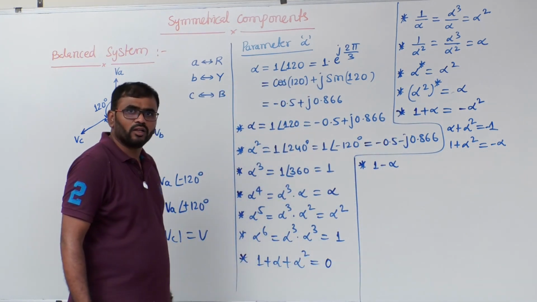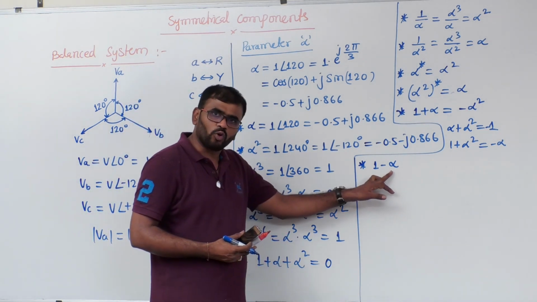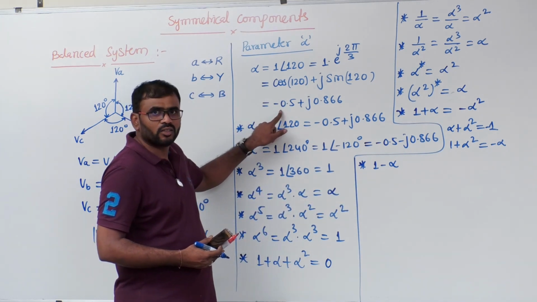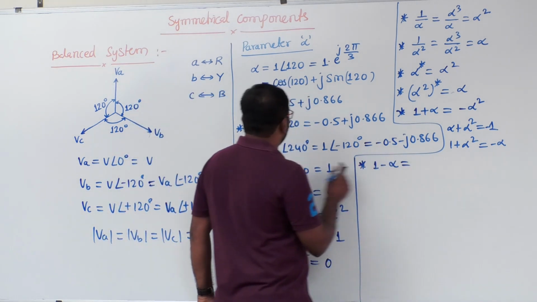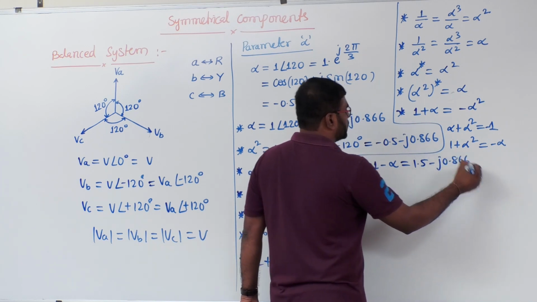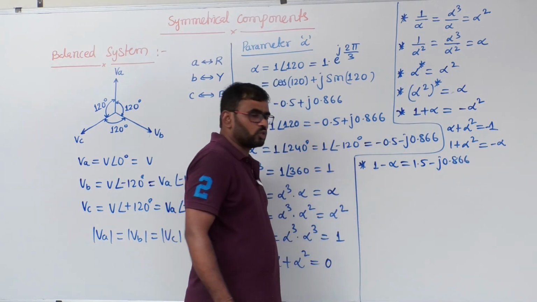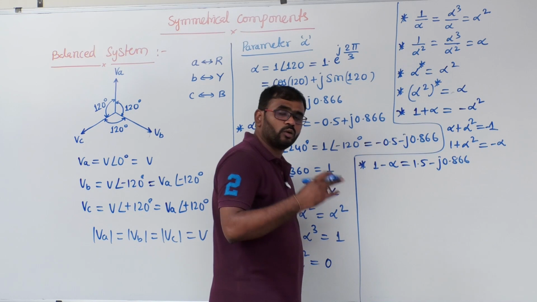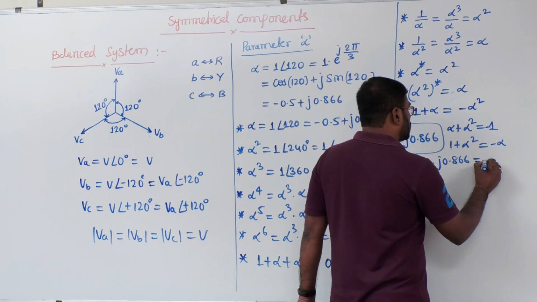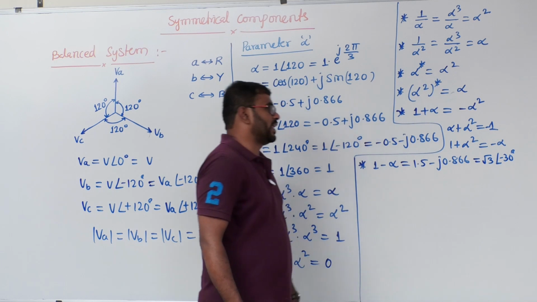1 minus alpha. So if you write 1 minus alpha, just think about here. 1 minus alpha equal to 1 minus this number. Correct or not? So what I get now? Directly 1 minus alpha equal to 1.5 minus j0.866. Okay? So if I write magnitude and phase angle, we get root 3 at an angle minus 30 degrees.